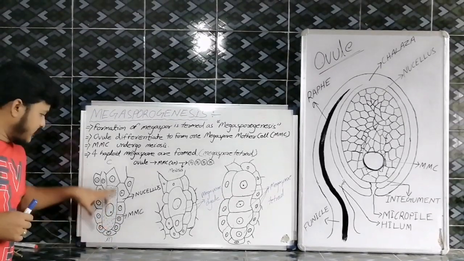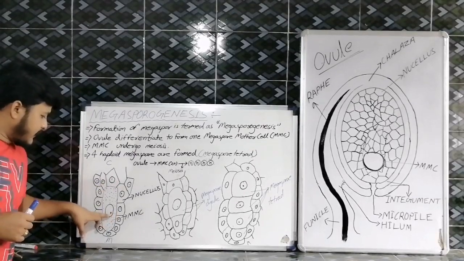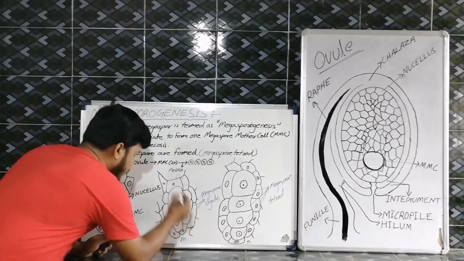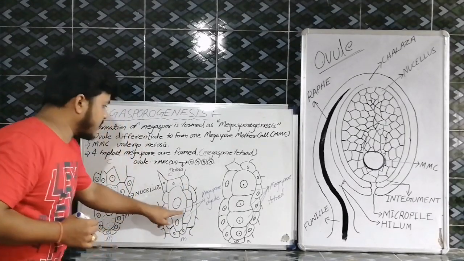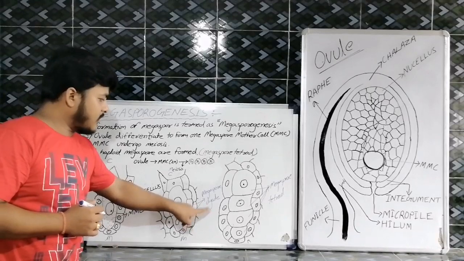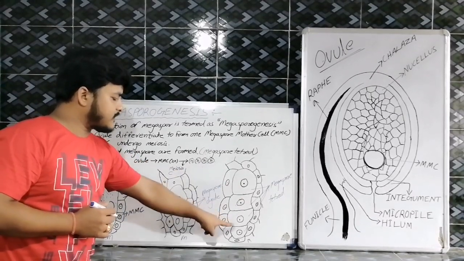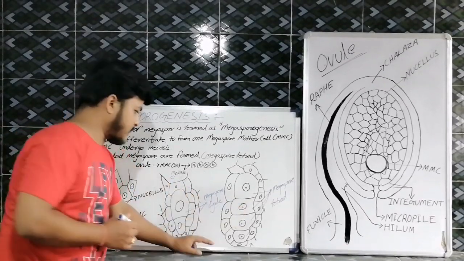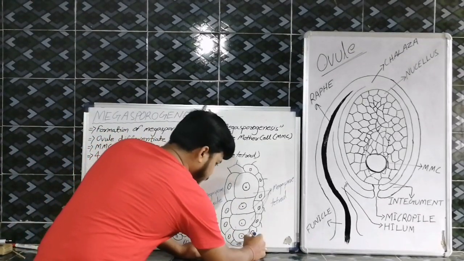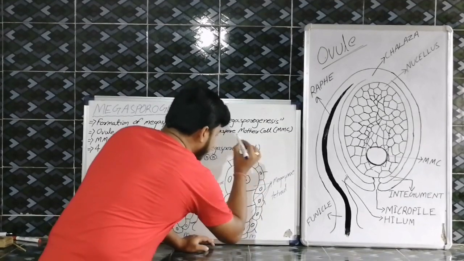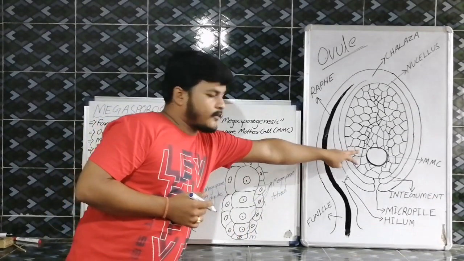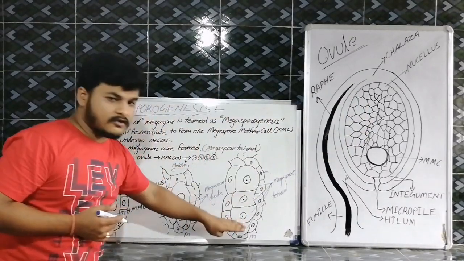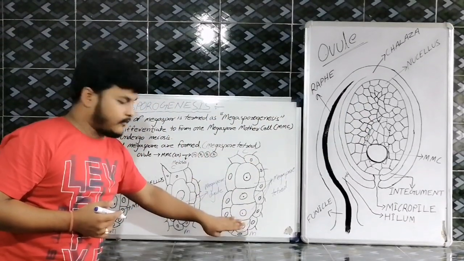Here is the megaspore mother cell. Here is the nucellus layer. Next, the first division takes place. Here is the micropylar end. Here is the chalazal end. The division takes place, which is known as the megaspore dyad. Next, the formation of four haploid cells takes place. That means here is two. Here is the tetrad formation, the megaspore tetrad. Here is the micropylar end. Here is the chalazal end. As we know, the MMC formation takes place at the micropylar end, not at the chalazal end, so the division also takes place at the micropylar end.